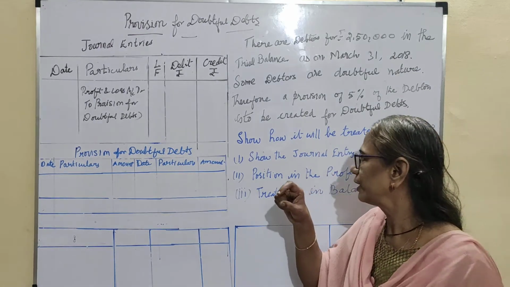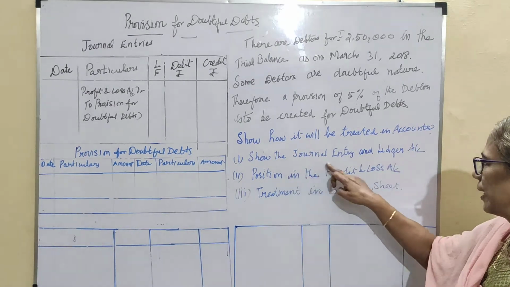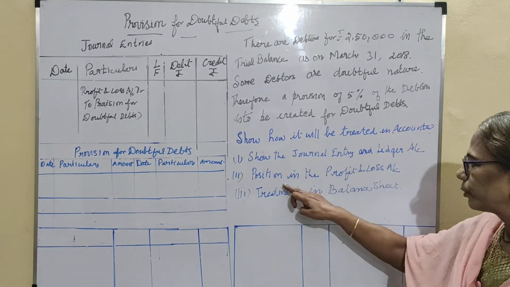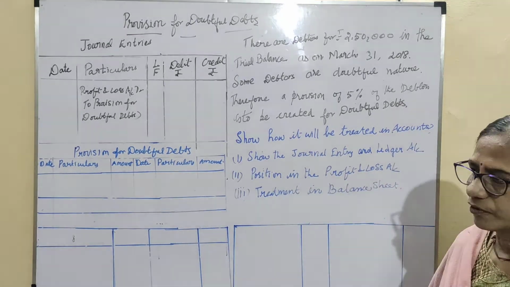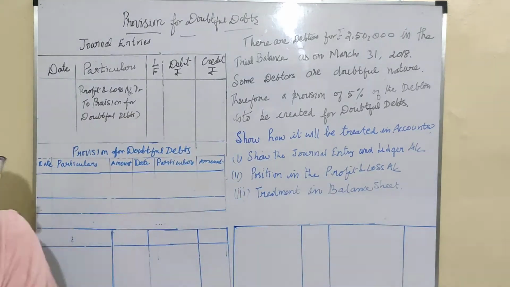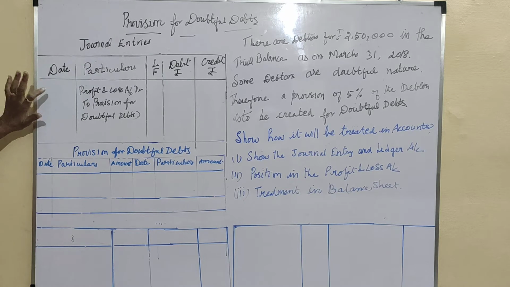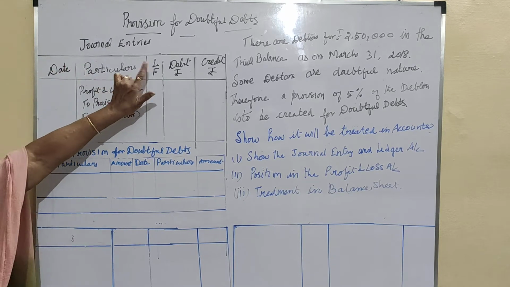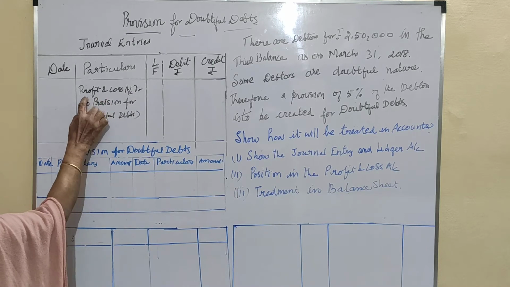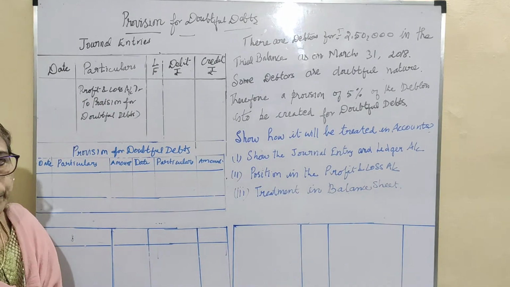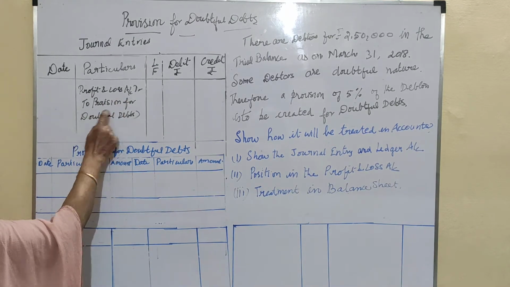Now, there are 4 treatments. Show how it will be treated in accounts: show the journal entry and ledger posting, the position in the profit and loss account, and the treatment in the balance sheet. In journal entries, we have to provide like this: date column, particulars column, LF column, debit column and credit column. Here we have to debit the profit and loss account and credit the provision for doubtful debts.